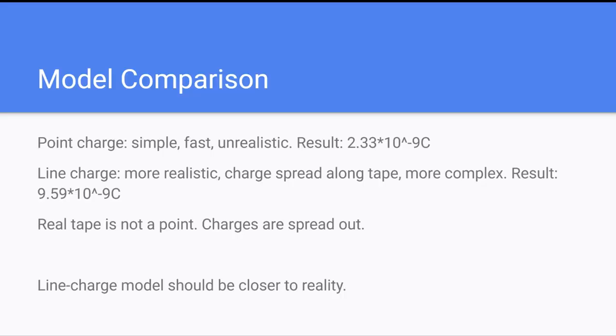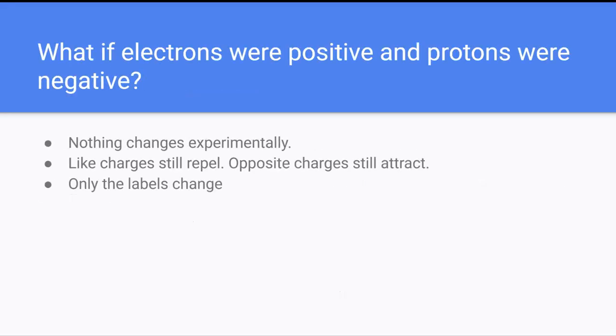The point charge model produced a charge of 2.33 times 10 to the negative 9 coulombs, while the line charge model produced about 9.59 times 10 to the negative 9 coulombs. Because the real tape has charge distributed along its length, the line charge model should be closer to reality. If electrons were positive and protons were negative, the observations would not change. Like charges would still repel, opposite charges would still attract, and only the labels would be different.